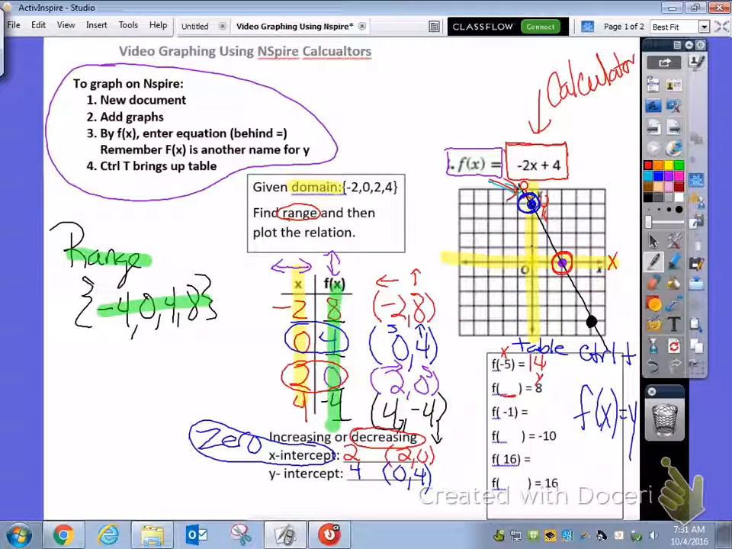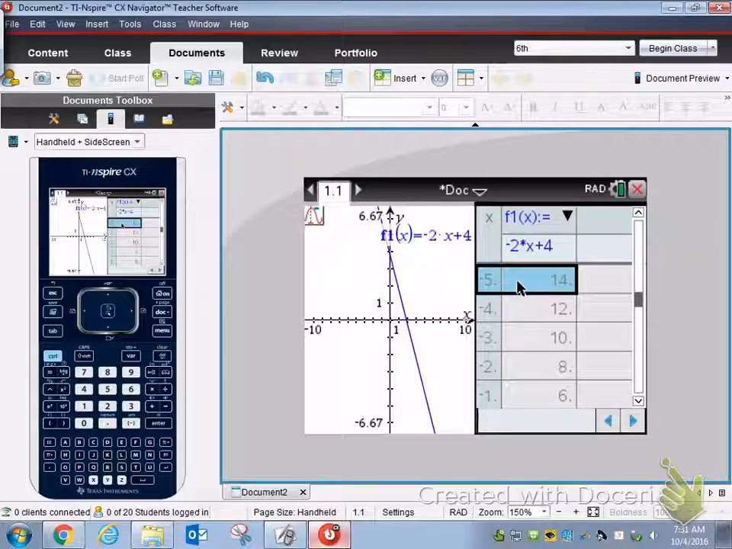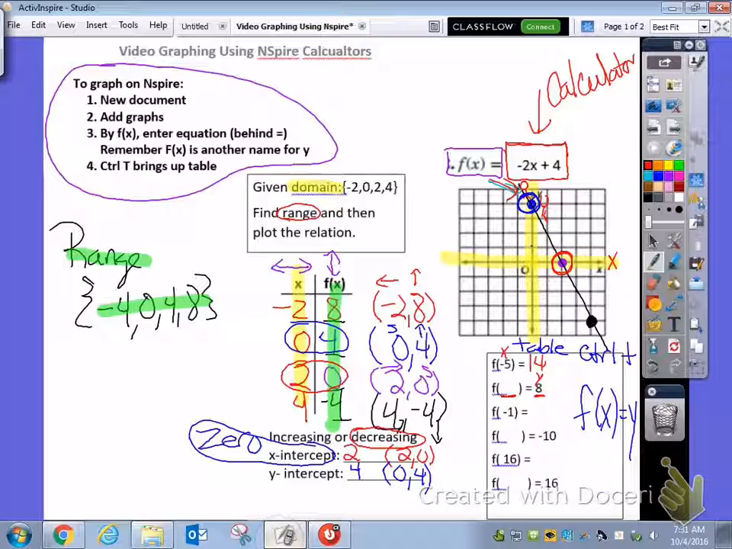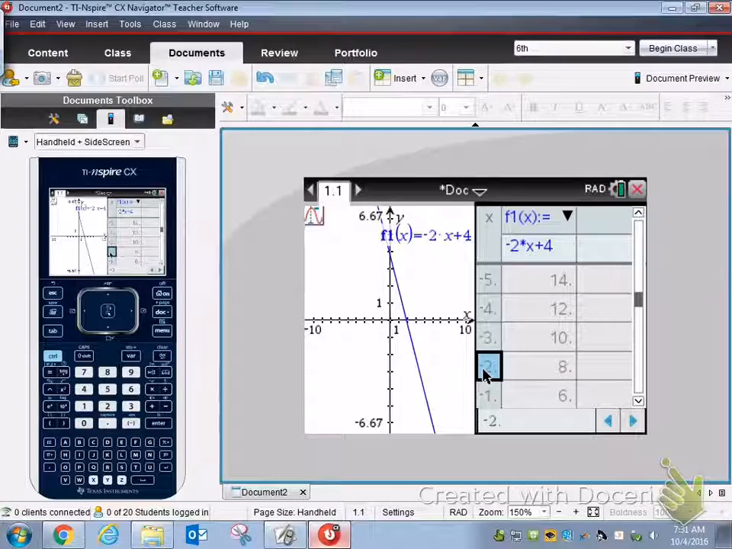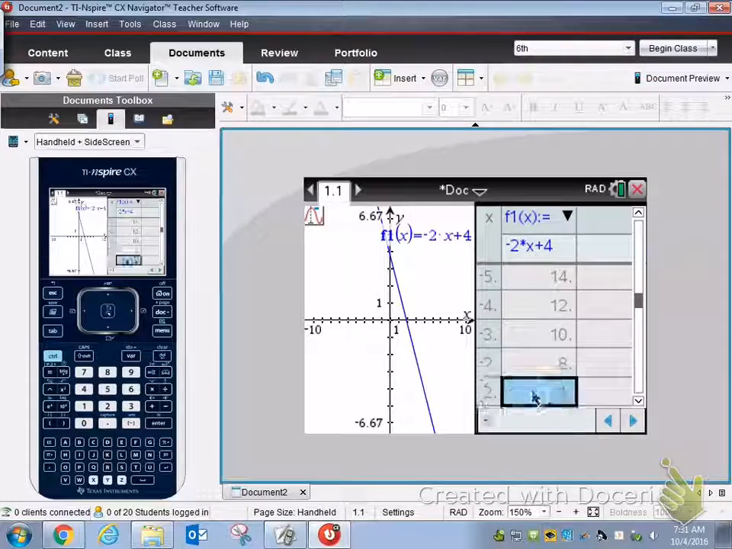Okay, f of what number gives me 8? Remember, 8 is in the y position. So here is 8 in the y. What is x? Negative 2. So this is negative 2. Next, f of negative 1. If it's in the parentheses, it's in the x position. So when x is negative 1, y is 6.